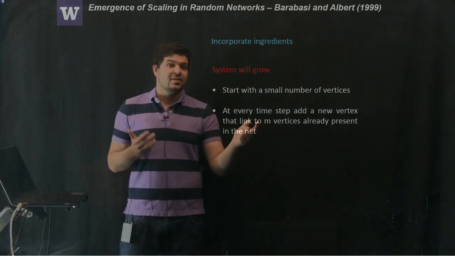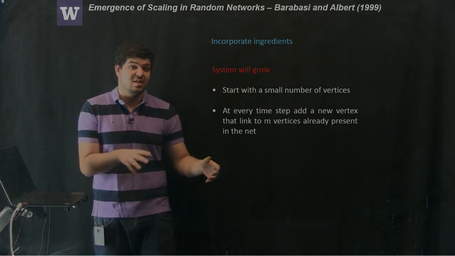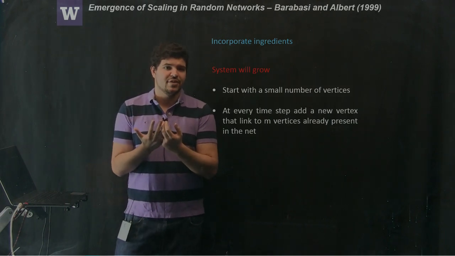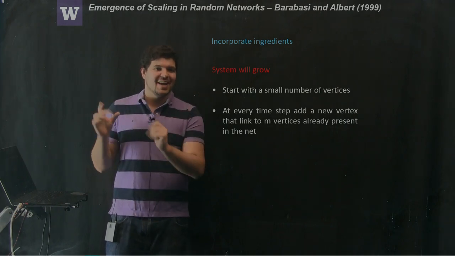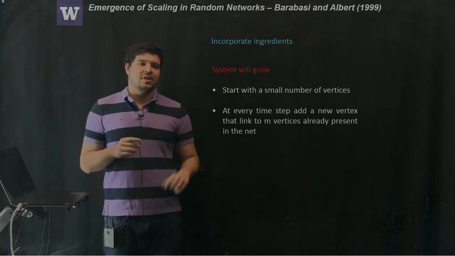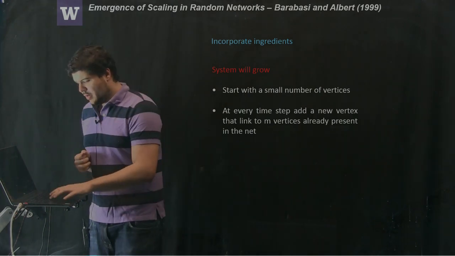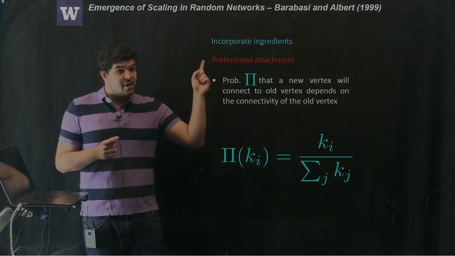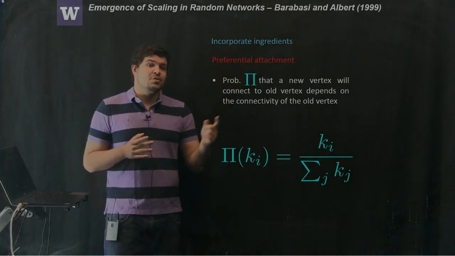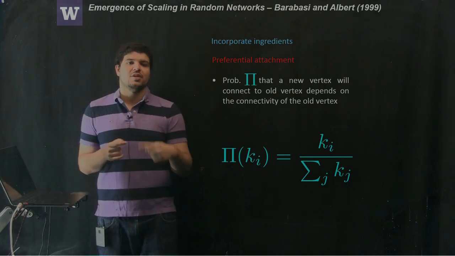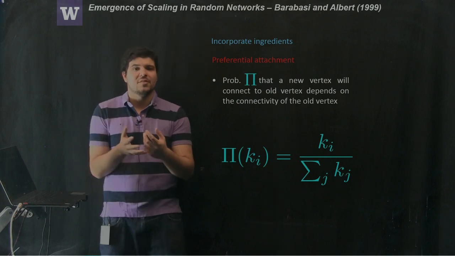we're going to incorporate a few ingredients into that family of random graphs so that they start exhibiting the realistic scaling property, and we show that it emerges from these ingredients. So first, we're going to assume that the system will grow. So it's not frozen in time. At every time step, we're going to add a vertex that links to m vertices already present in the net. And we're going to include what they call preferential attachment. So the probability that a new vertex will connect to an old vertex depends on the connectivity of the old vertex, so that the super connected old vertices get more of that probability.